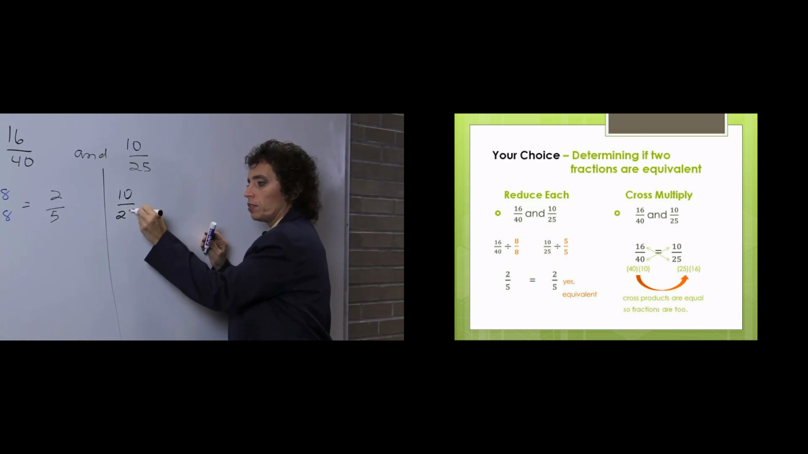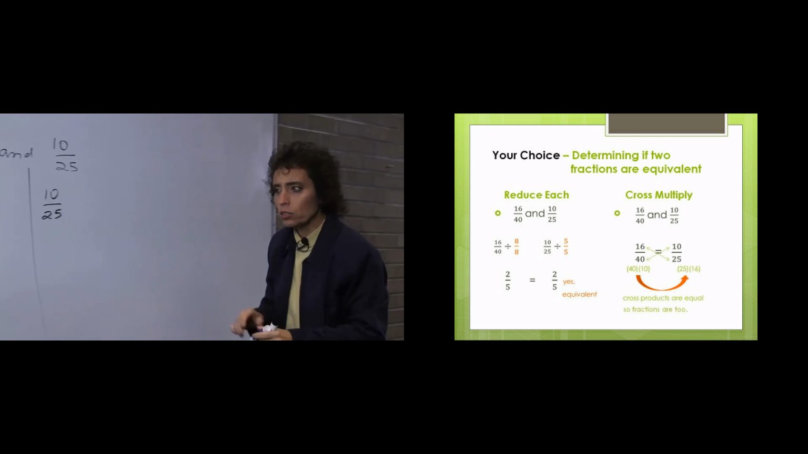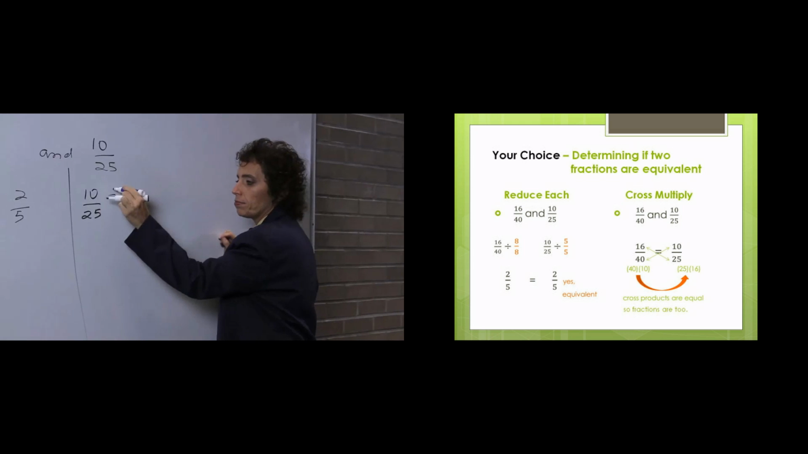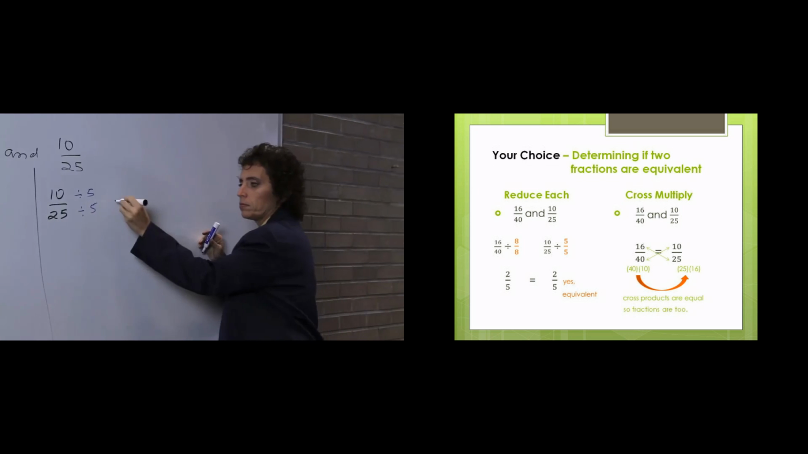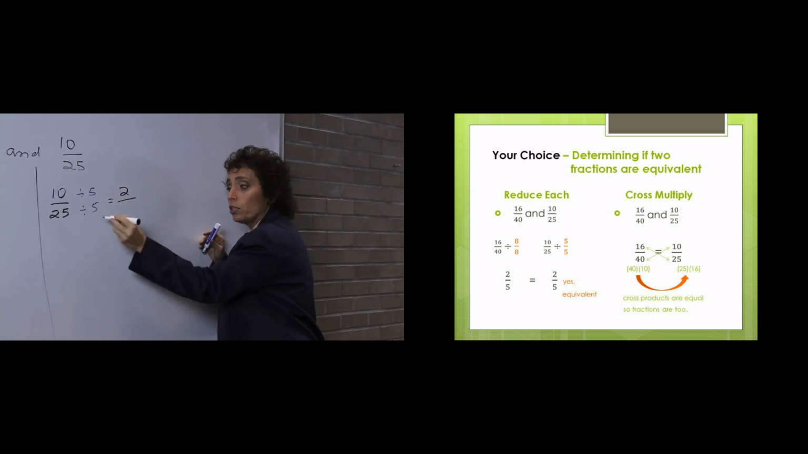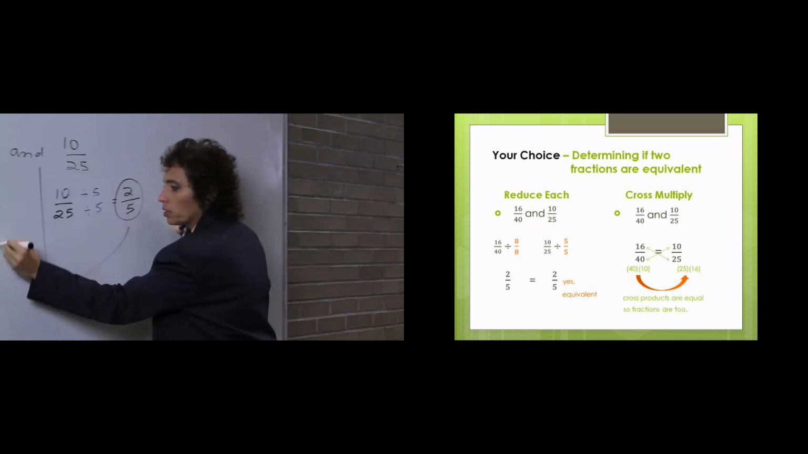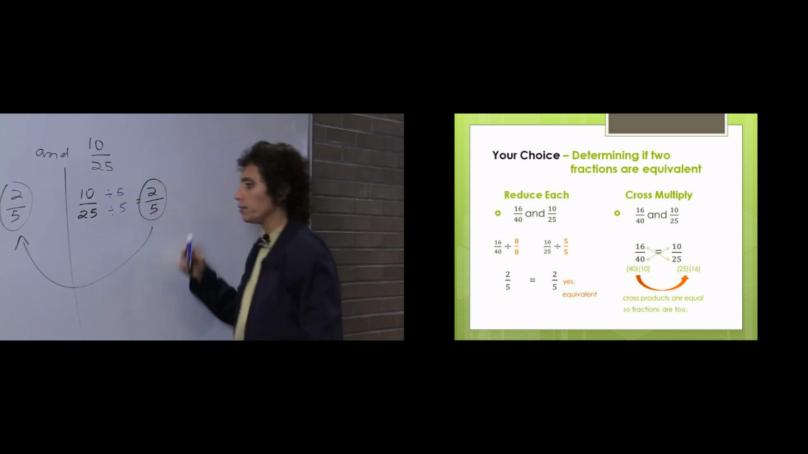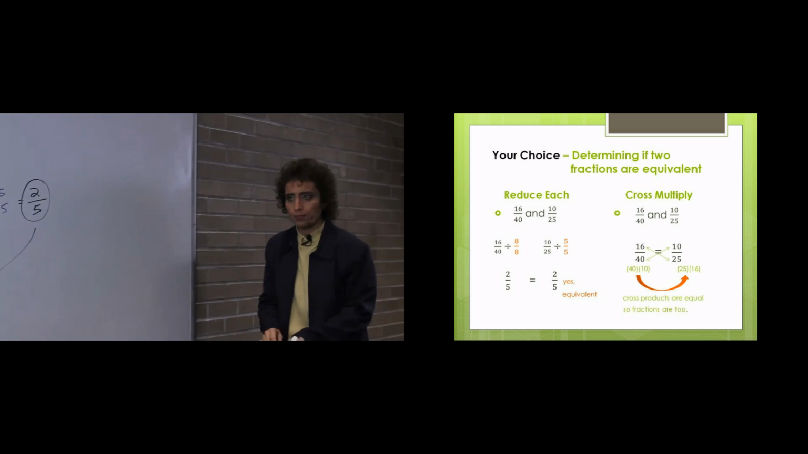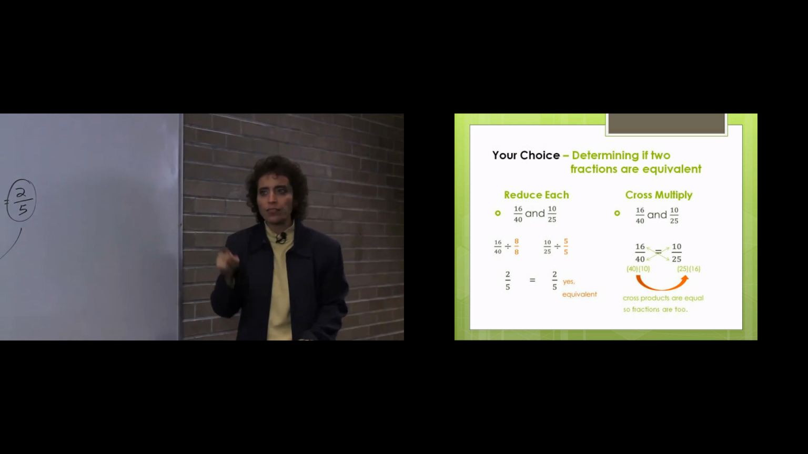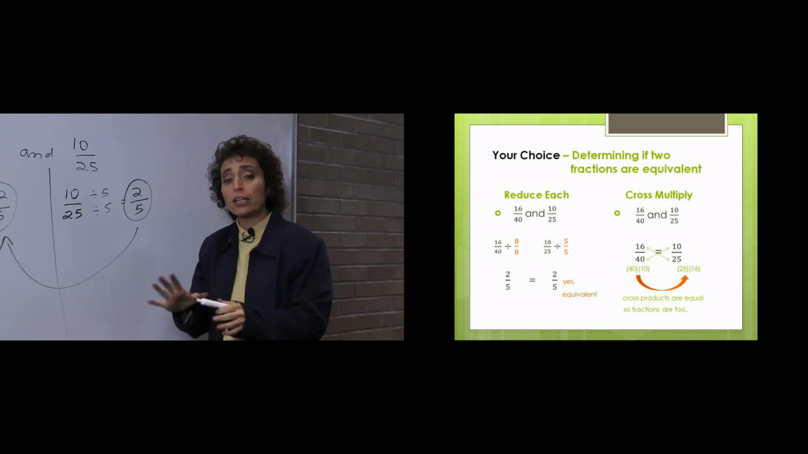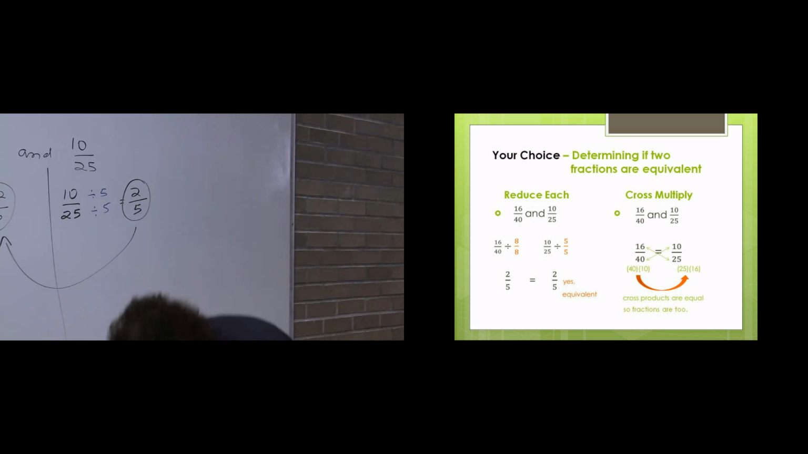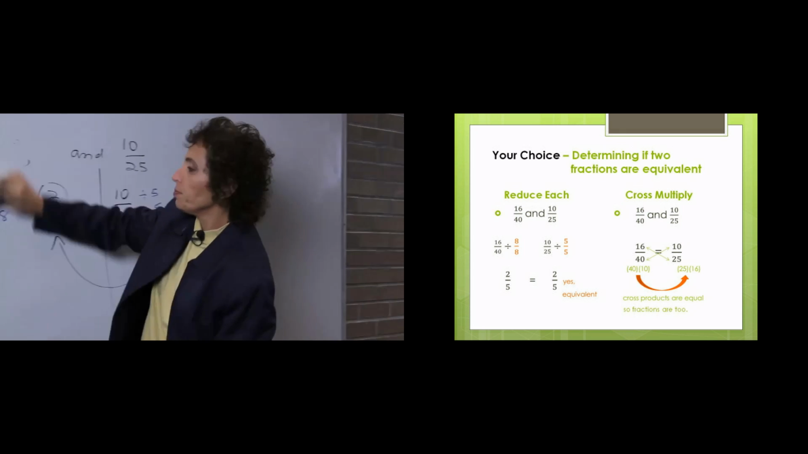All right, now let's do 10 over 25. 10 25ths. Okay, let's use 5. 10 divided by 5 is 2. 25 divided by 5 is 5. Ding, ding, ding, ding, ding. Yes, they are equivalent. So that is method 1. Let's do method 2 together, and then I'll let you do the other 2 problems. Okay, here's method 2. And you get to pick your own poison, okay? So here is method 2.